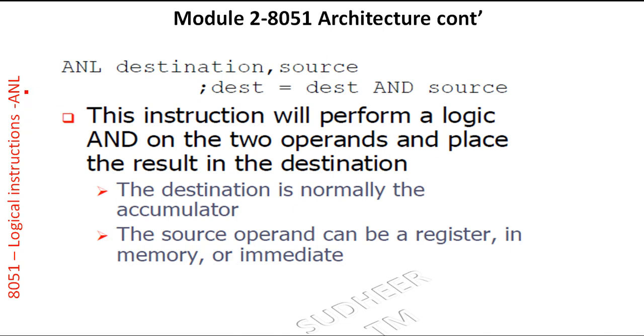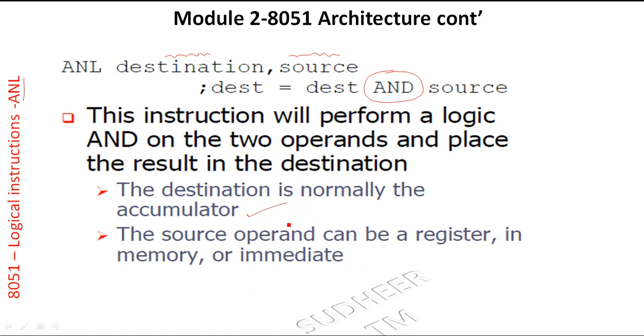So the first one is ANL. ANL destination, source. Destination is equal to destination AND source. What does it mean? It performs the logical AND operation between the content of the destination and source registers, and the destination will be modified according to the result of the operation. The instruction will perform a logical AND on the two operands and place the result in the destination. The destination is normally the accumulator.